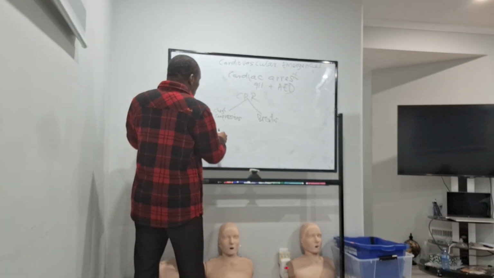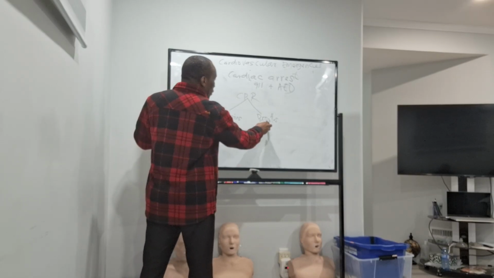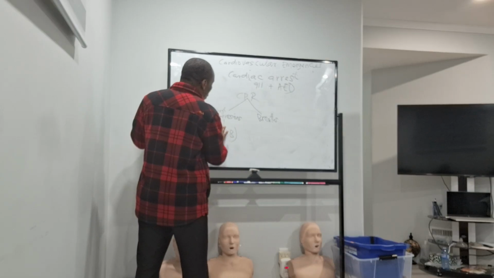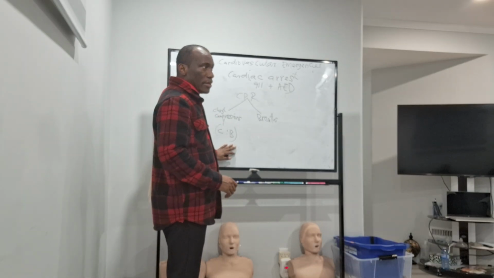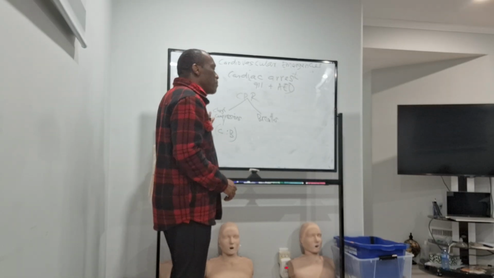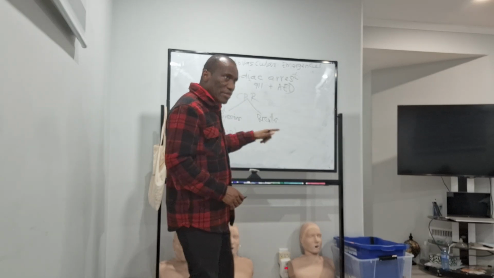So we represent this by C, we represent this by B. Usually you do it in that order: C followed by B, and you repeat. C, chest compression, followed by breath. You do it again over and over.